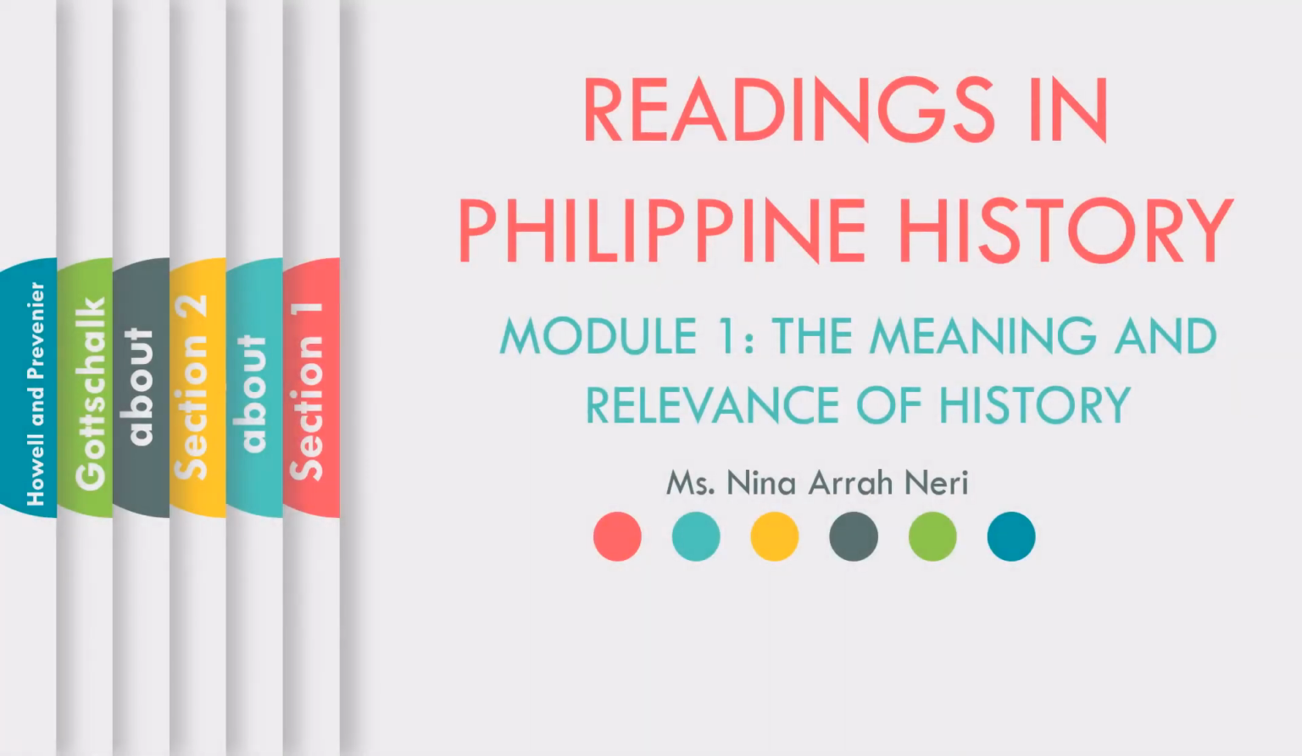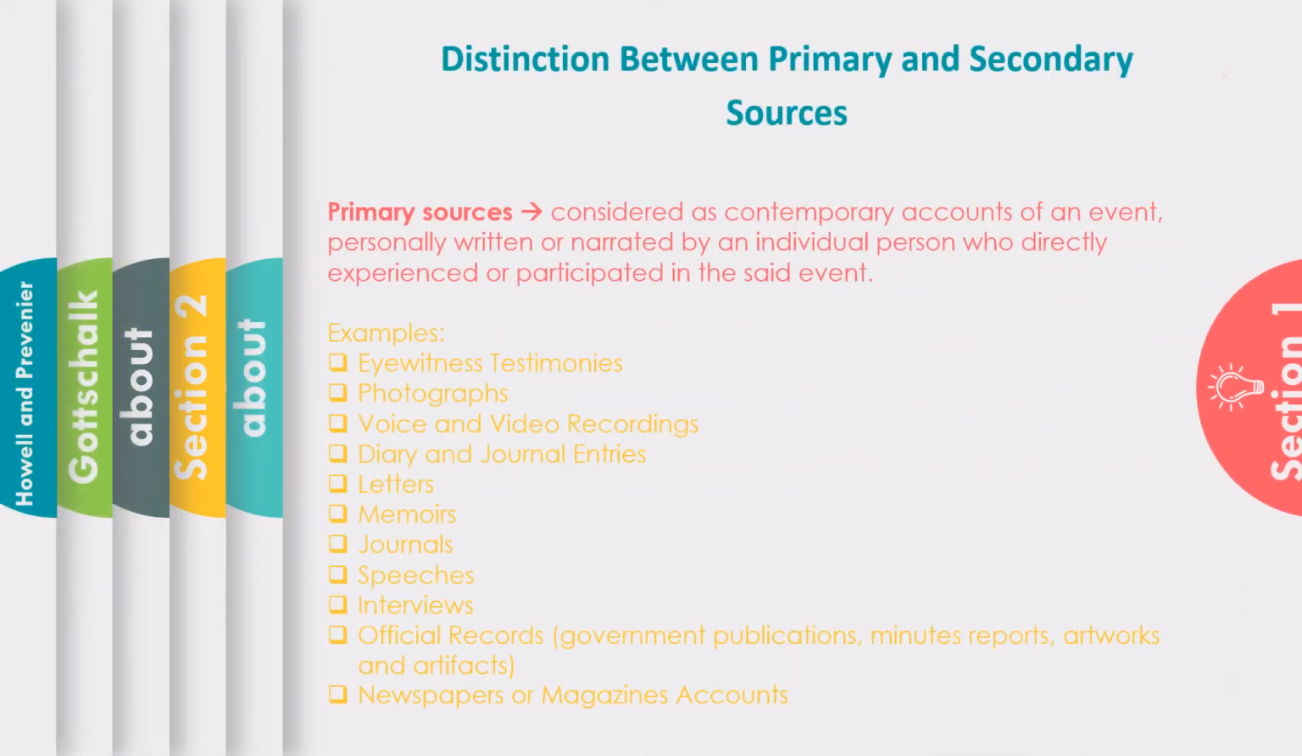This is Readings in Philippine History, Module 1, The Meaning and Relevance of History. In this one, we will discuss two sections under this module. Section 1 is the distinction between the primary and secondary sources, and Section 2 is the evaluation of primary and secondary sources. So, let me discuss to you first what is source.